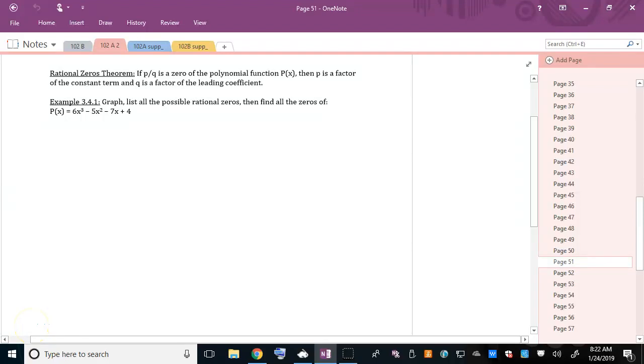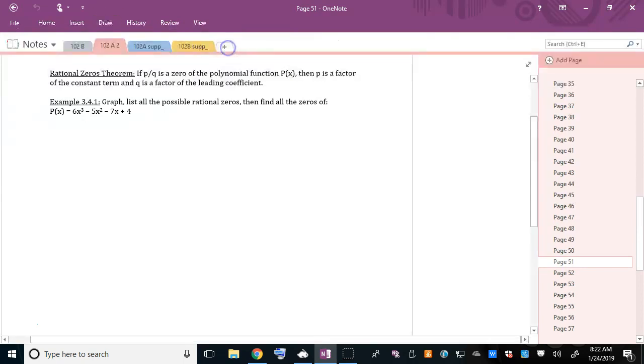Math 102, example 3.4.1. So here we would like to continue to find the zeros. Now in our last section, we were given one of the zeros to start with. This time, we aren't given any of them. So how do we go about finding at least one easy one? Because that's our method, is to take the first one that we have, and then we can do synthetic division to find the others. But I need one to start with.